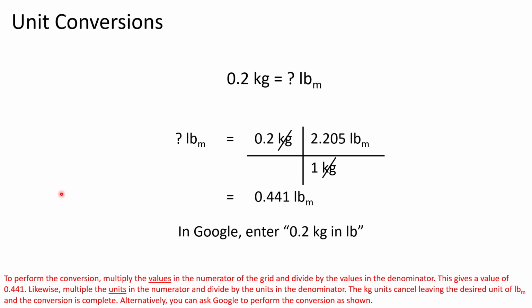To perform the conversion, multiply the values in the numerator of the grid and divide by the values in the denominator. This gives a value of 0.441. Likewise, multiply the units in the numerator and divide by the units in the denominator. The kilogram units cancel, leaving the desired unit of pound mass, and the conversion is complete. Alternatively, you can ask Google to perform the conversion as shown.